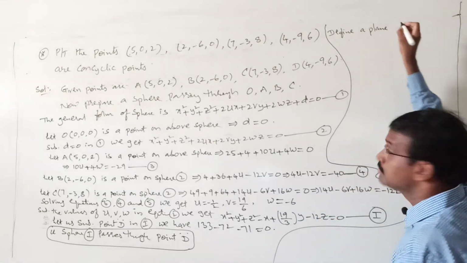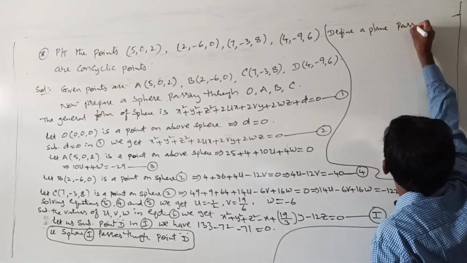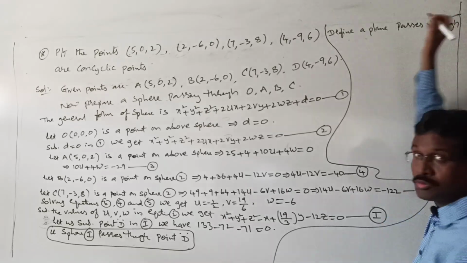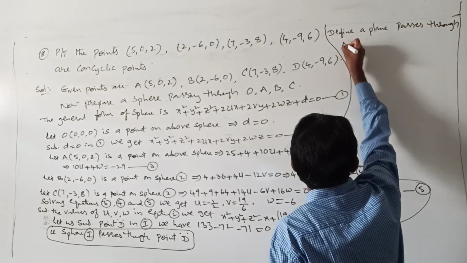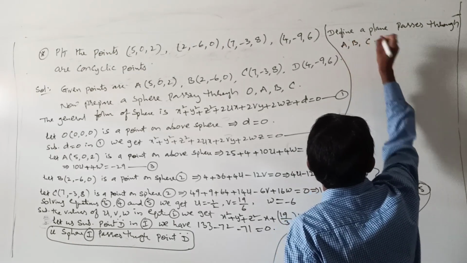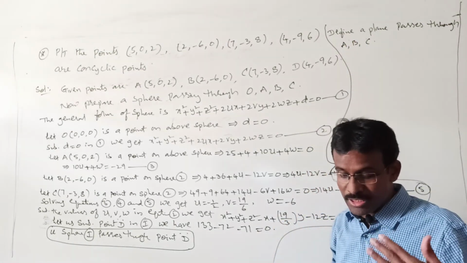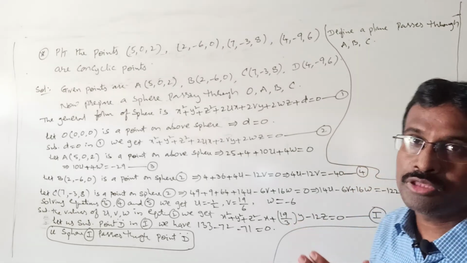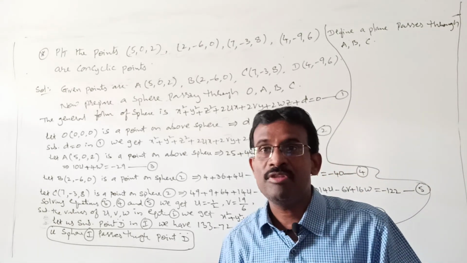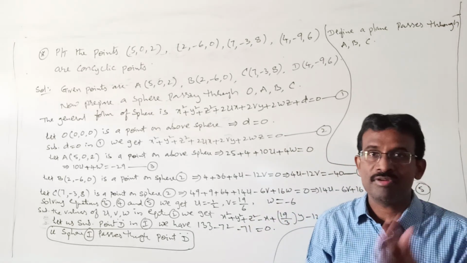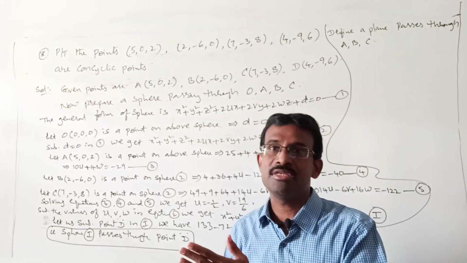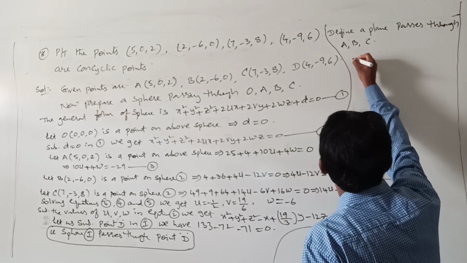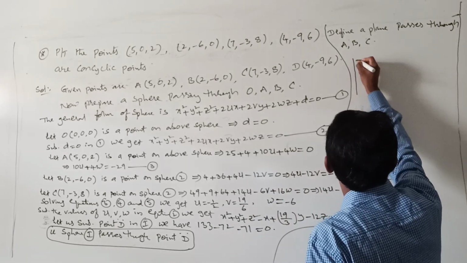Passes through A, B, C. You know the plane can pass through 3 points. If (x1, y1, z1), (x2, y2, z2) and (x3, y3, z3) are 3 points, the equation of the plane passing through those 3 points is the matrix determinant with first row x minus x1.